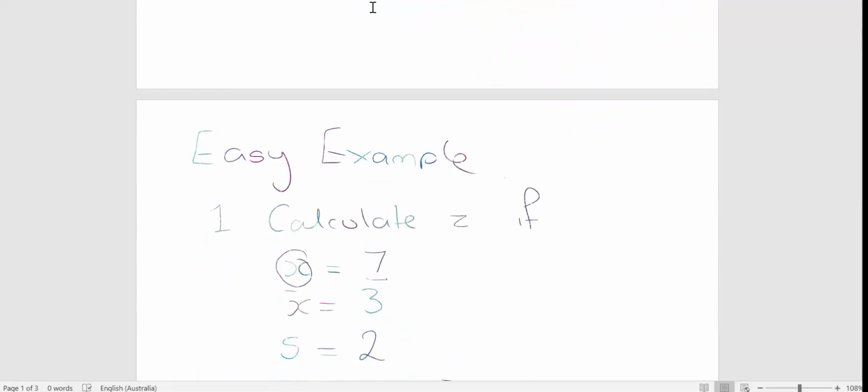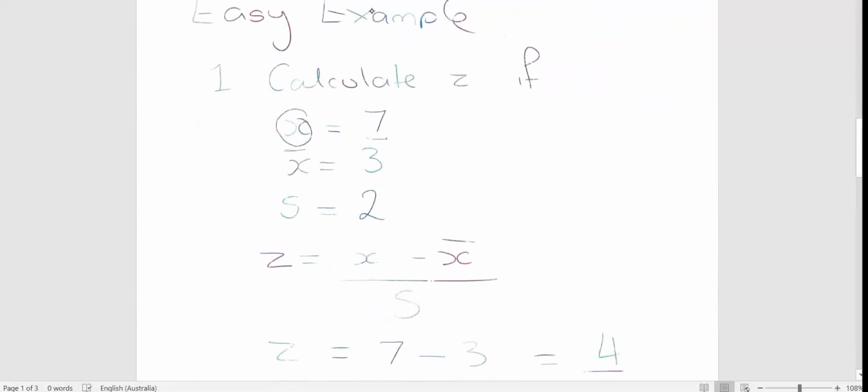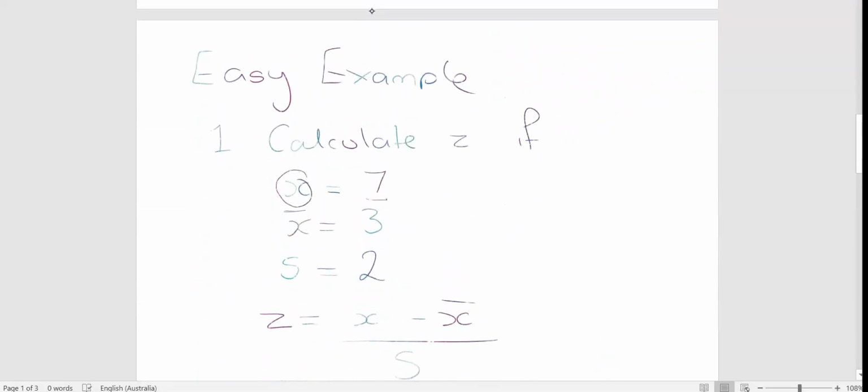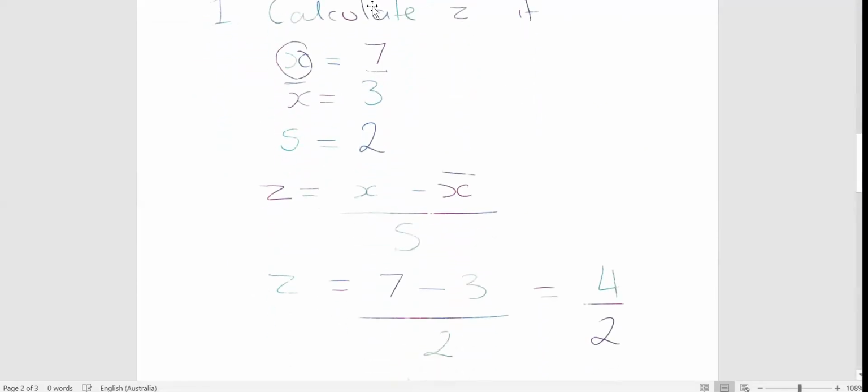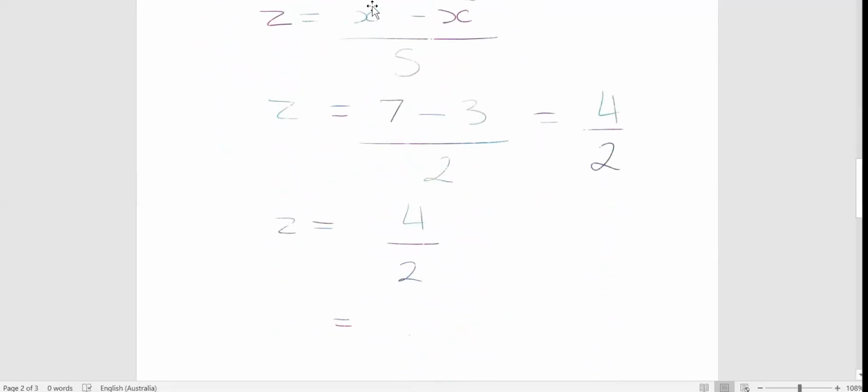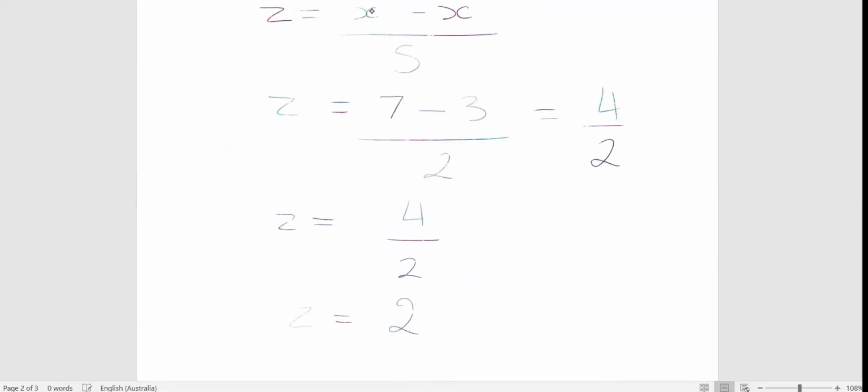The type of question you'll be given is to calculate the z-score if x is equal to 7, x bar is equal to 3, and s is equal to 2. In this case, you are given all the data you require to manipulate the formula. So your formula, which you'll get from your formula sheet, is x minus x bar all over s. And now it's a matter of simple substitution. We place the 7 where the x is, the 3 where the x bar is, and the 2 where the s is. And we get 4 on 2, which we can simplify down to z is equal to 2.